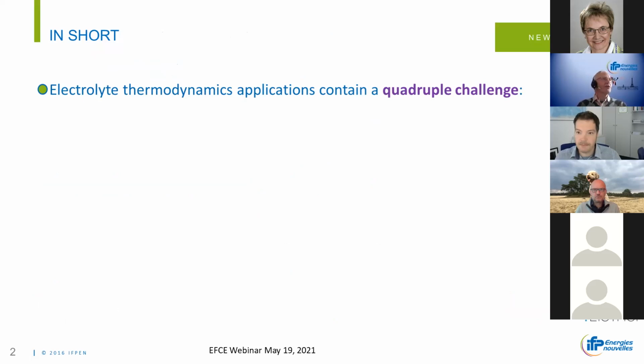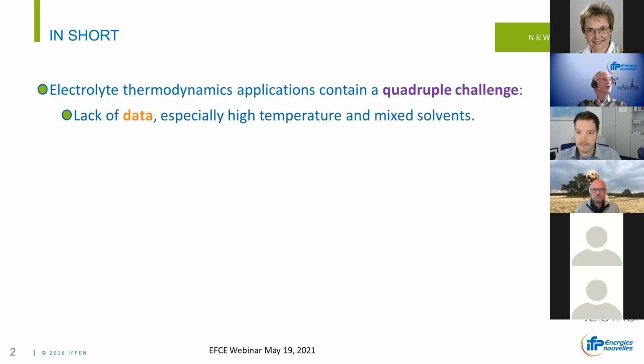Well, I see four specific challenges. The first one being a rather common one, if I can say: the lack of data, especially here I indicated at high temperature and for mixed solvents. This implies that the approach that we need to use will have to be predictive. That means we need to have models that are able to extrapolate beyond the range where data exist.